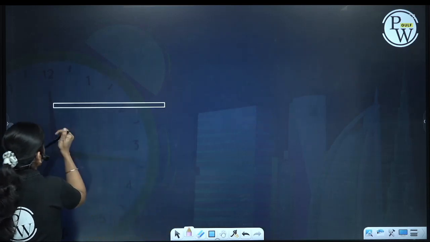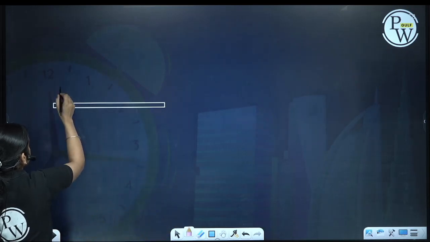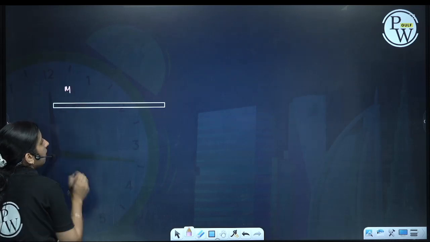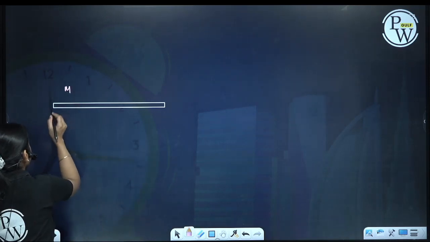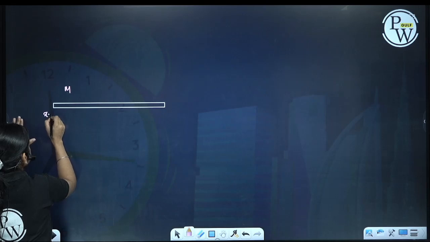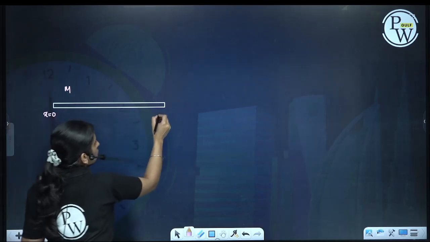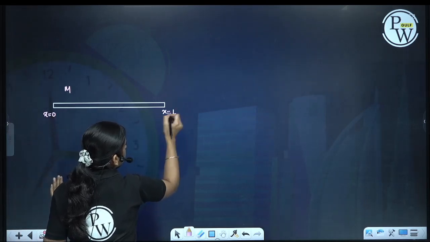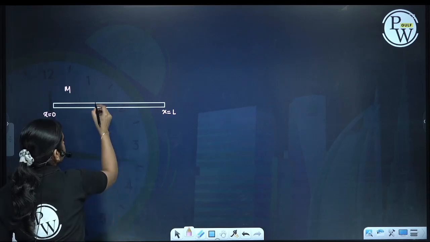Okay, we have a rod of mass M and length L. Let us take this coordinate at 0, so the coordinate of this point will be L.